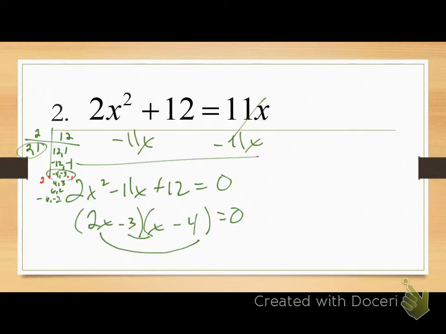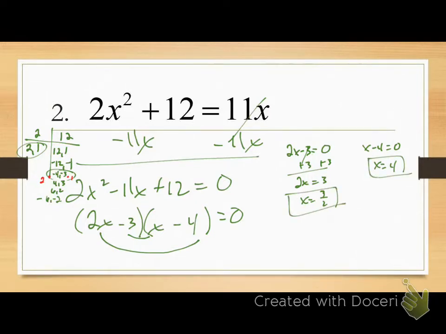If we multiply those two factors, we're supposed to get 0. That means that either factor needs to be 0. We don't care which one. So we set these factors equal to 0. And we solve for x to find out what we can put in for x to make each of these factors 0. So you add 3, divide by 2, you get 3 halves. And you add 4 over here, you get x is 4. And those are your two solutions.